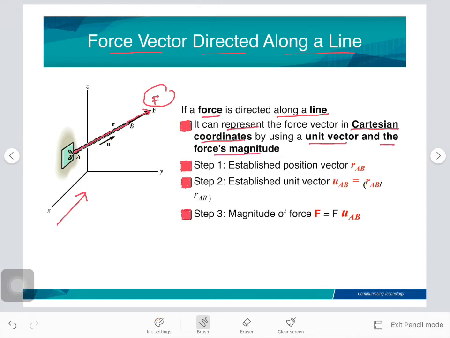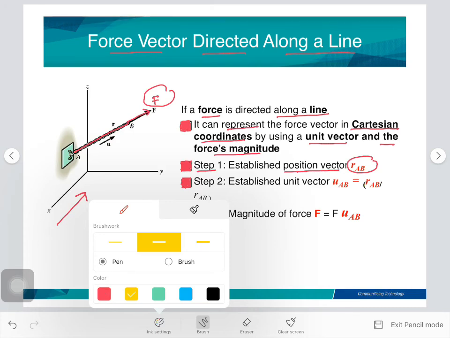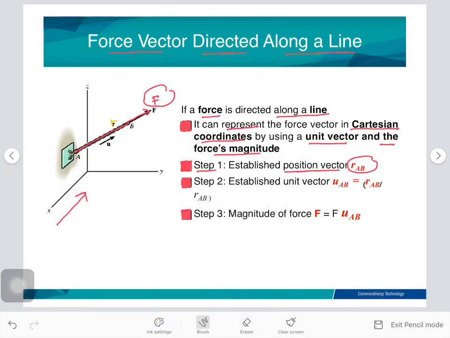The first step is to establish the position vector. You write RAB. Here we have point A and point B. How to determine RAB? You need to get the coordinate of A, where you have X, Y, Z for A, and also for B you have X, Y and Z. What are the values?